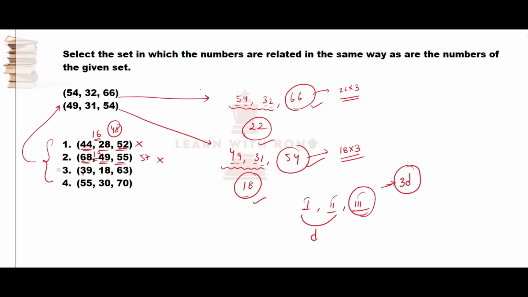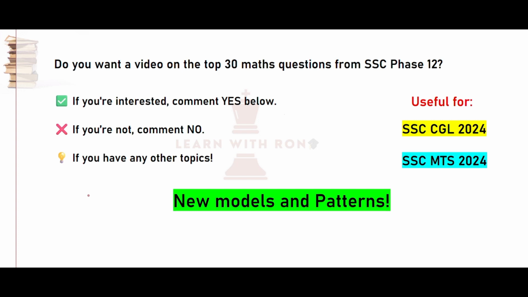See the third option, 39 minus 18. 39 minus 18, how much? 21. 21 times 3, how much? 63, which verified our pattern, which is our option number 3. Let's see the next question. So that's all for the reasoning section, guys.